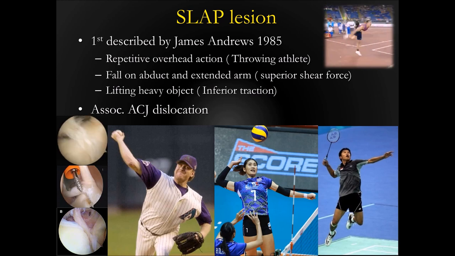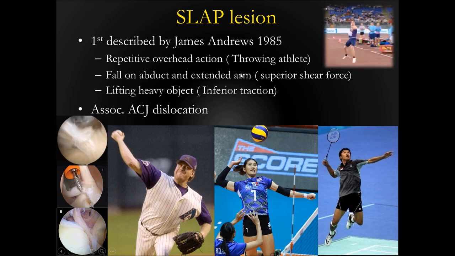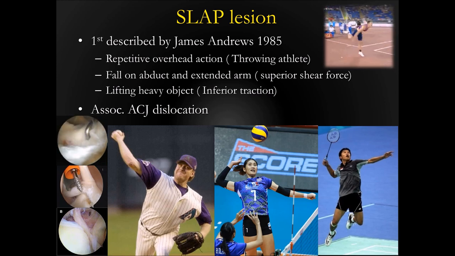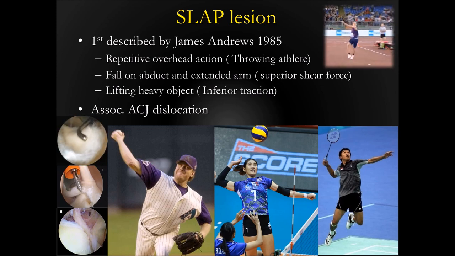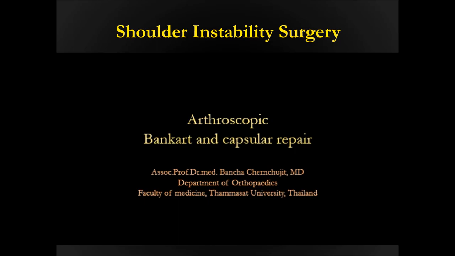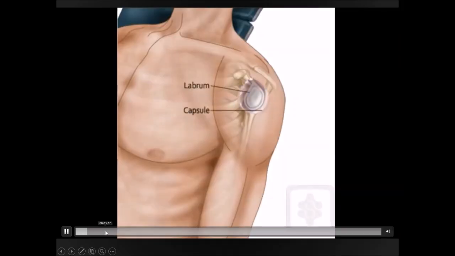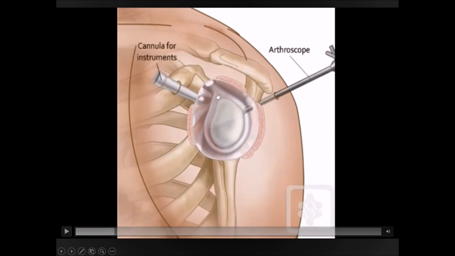So another situation is the top at the 12 o'clock position. The labrum at the 12 o'clock position is the biceps. You remember? I show you again the first picture. This picture. You look at the labrum. See? At the 12 o'clock position is the biceps origin. It's a long head biceps. Okay, long head biceps is here.